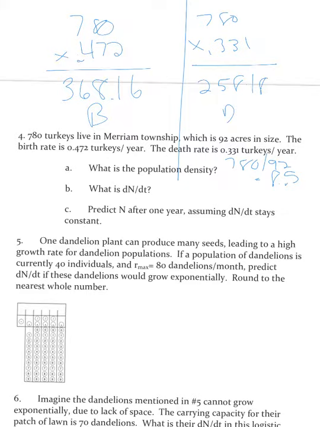So your change in population would be the difference between that. So you subtract 258 from 368, and you roughly get 110 turkeys per year. And then you predict your new population after 1 year. Well, if you get 110 turkeys overall being born per year, and you started with 780, plus 110 is 890 turkeys.